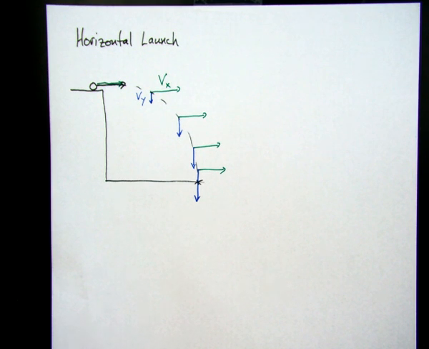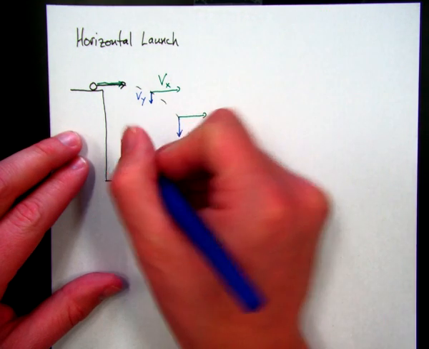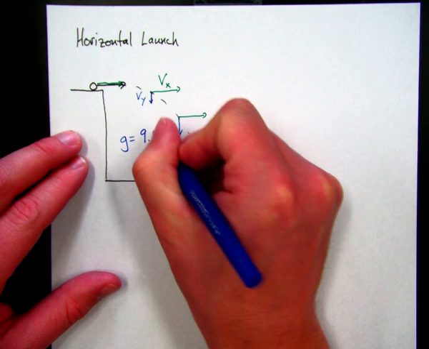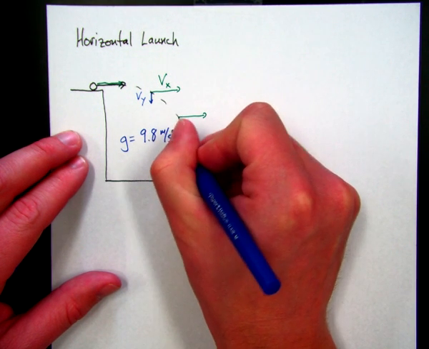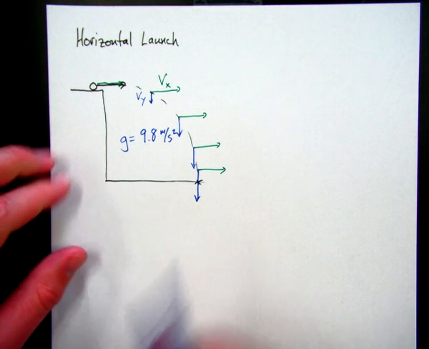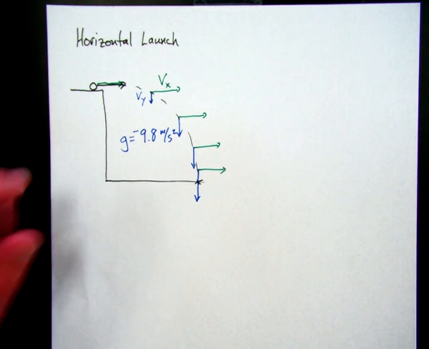And how much does it change? Vy will change by g. It will gain 9.8 meters per second squared, or rather meters per second every second. And since it's happening down, I'm going to call that negative 9.8.